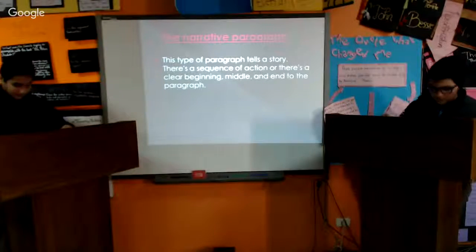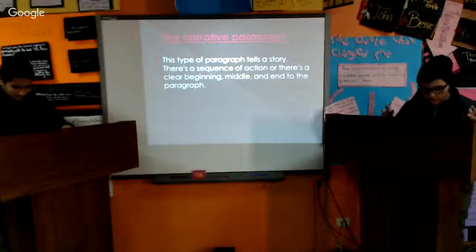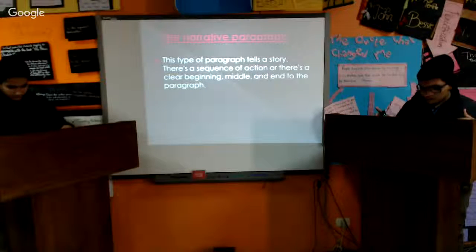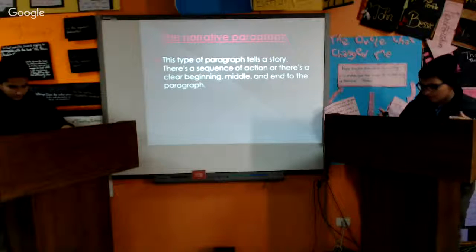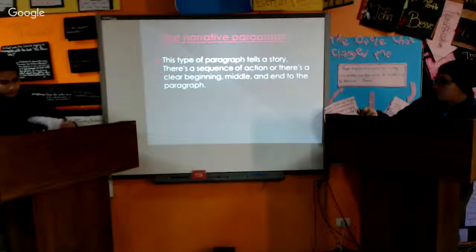The narrative paragraph. This type of paragraph tells a story. There is a sequence of action. There is a clear beginning, middle, and end of the paragraph.